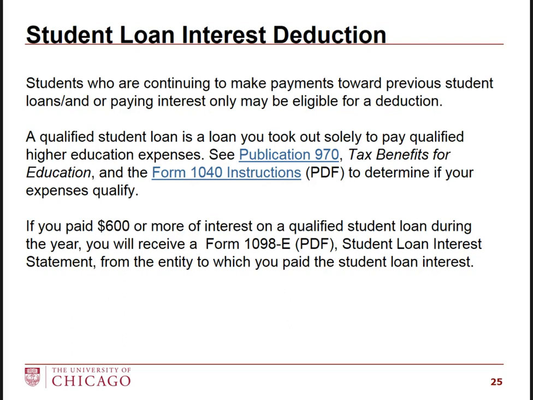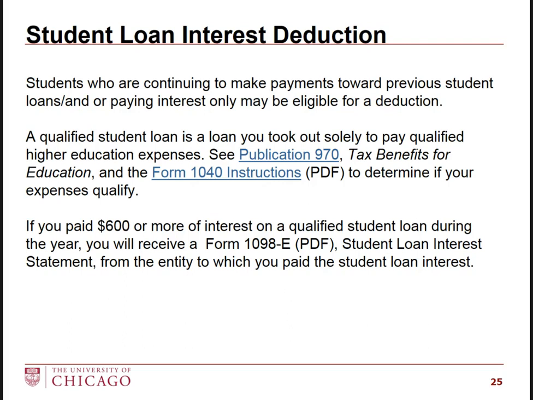Finally, those of you who have paid student loan interest during the 2018 tax year may qualify for a student loan interest deduction. Students who are continuing to make payments towards previous student loans and are paying interest only may be eligible for this deduction. A qualified student loan is a loan you took out solely to pay for qualified higher education expenses.